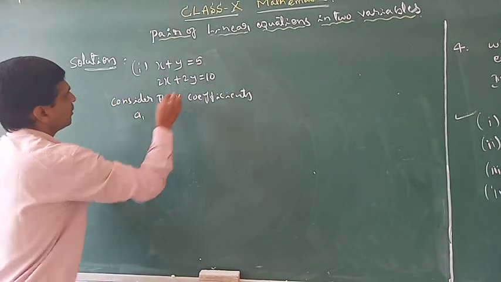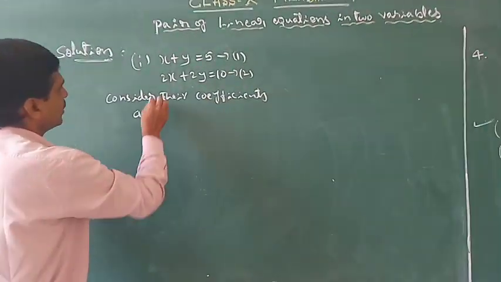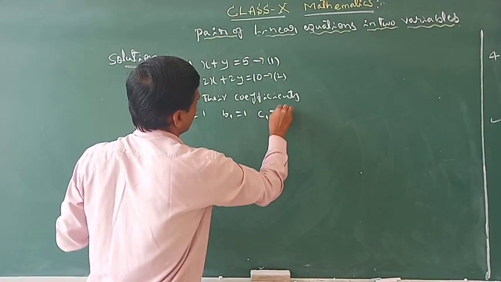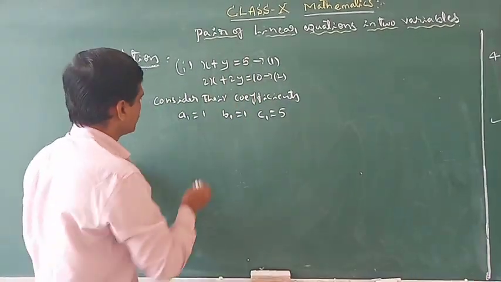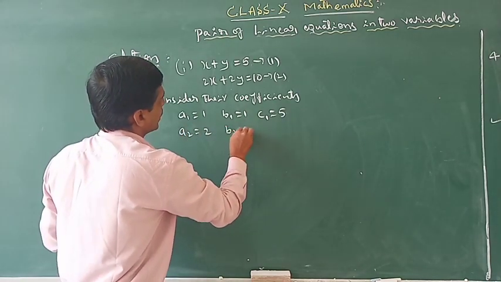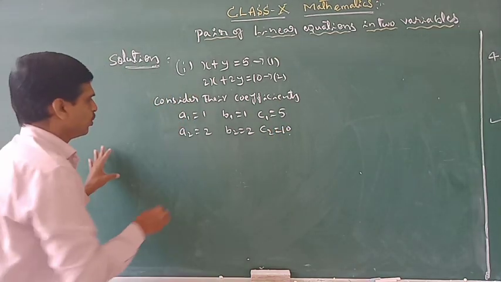Call them equation 1 and equation 2. A1 is 1, B1 is 1, and C1 is 5. A2 is equal to 2, B2 is equal to 2, C2 is equal to 10. So now compare.